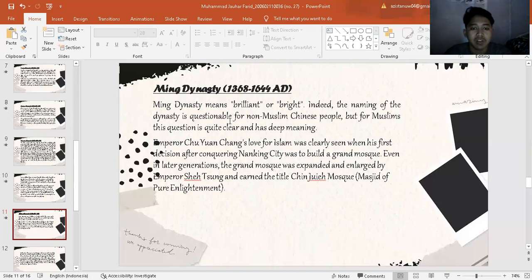Emperor Zhu Yuanchang's love for Islam was clearly seen when his first decision after conquering Nanking city was to build a grand mosque. In later generations, the grand mosque was expanded and enlarged by Emperor Shizong and earned the name Little Chin Jue Mosque, or Masjid of Pure Enlightenment.